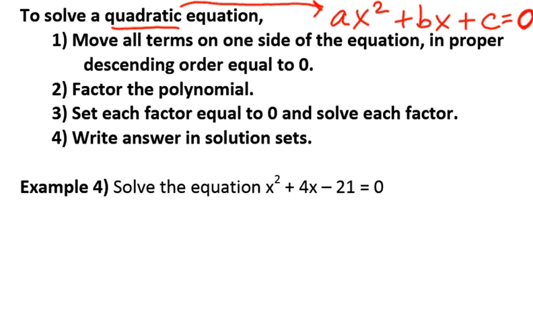So here are the steps. Move all terms to one side of the equation in proper descending order, equal to 0. That's essentially just that, ax squared plus bx plus c equals 0. Then we're going to factor. Then set each factor equal to 0, just like we did in the first three examples, and then write your answer. Okay, so example 4.